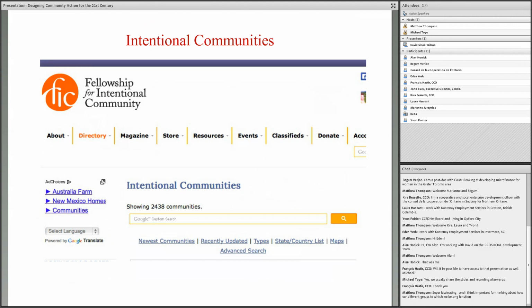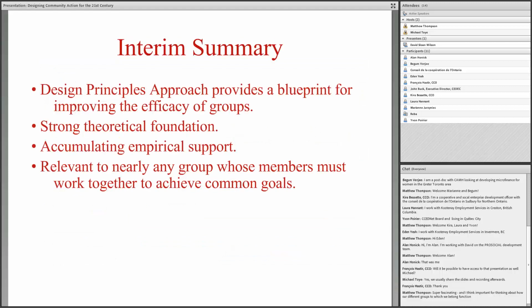We're also doing a survey of intentional communities. These are like eco-villages and what used to be called communes. There are many hundreds of them. They exist in a federation or a fellowship, and we've done a survey with over 100 of these communities. And they also seem to work when they work, and they don't always. It's in part because they have implemented these design principles.